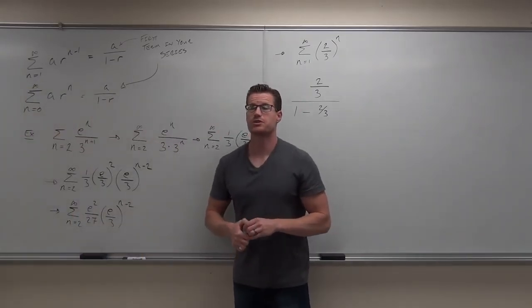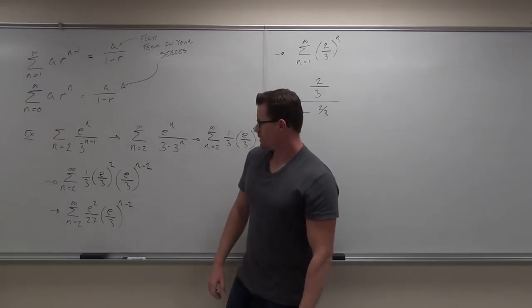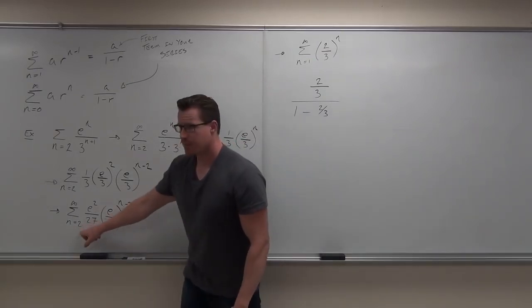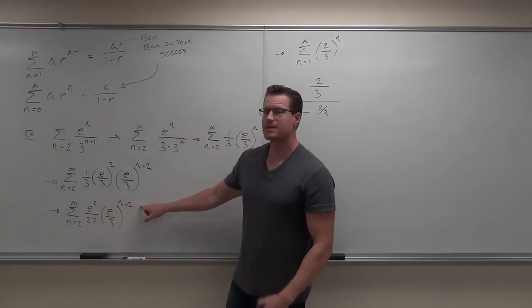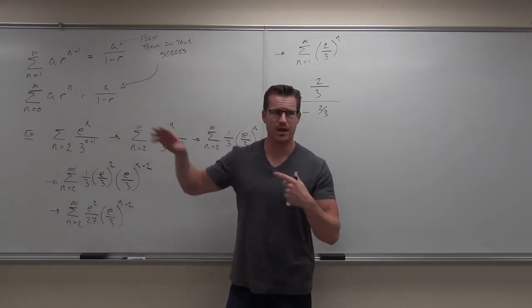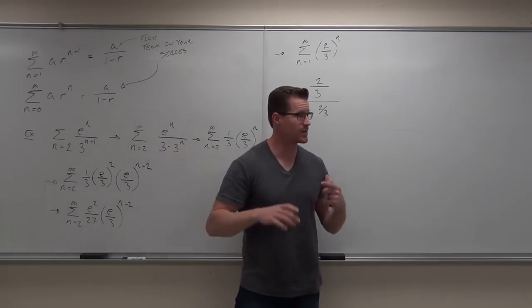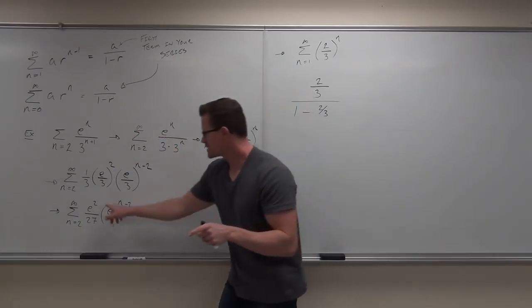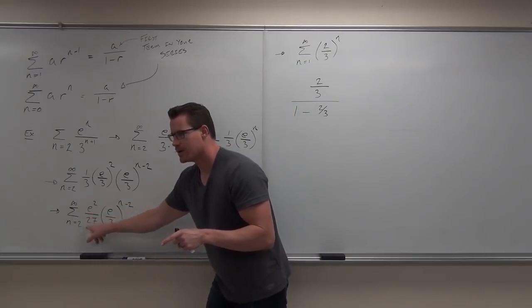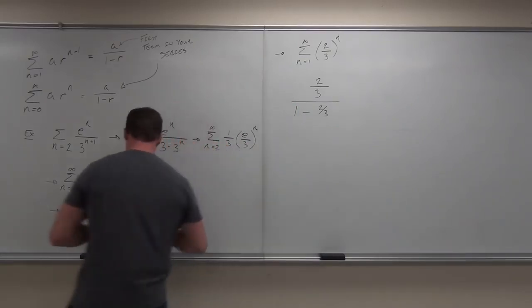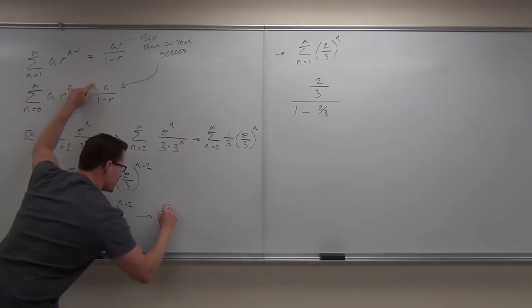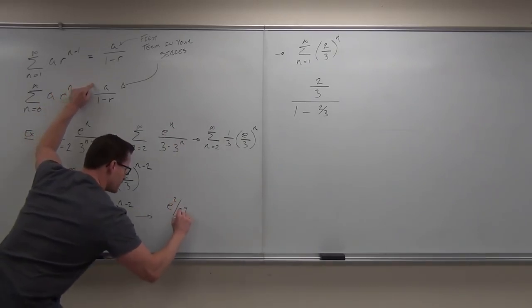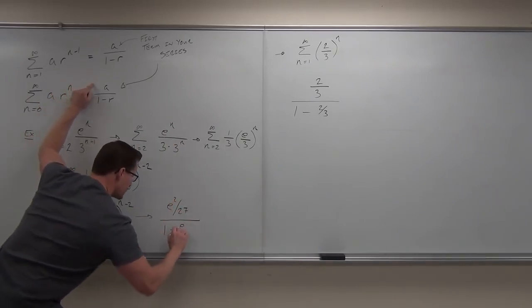Now let me ask you a few questions about this. If you plug in 2, is your first power 0? Yes. That means this is geometric and it fits my form. All you have to have is the first power being 0, because then what that means is this is your very first term. If this is your very first term, then I get to do my sum formula as e squared over 27, over 1 minus e over 3.